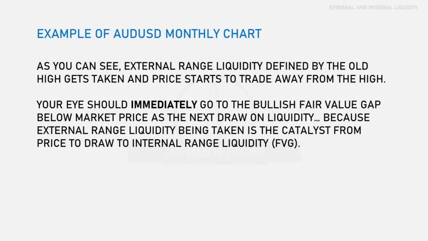Example of AUDUSD monthly chart. As you can see, external range liquidity defined by the old high gets taken and price starts to trade away from the high. So your eye should immediately go to that bullish fair value gap below market price as the next drawn liquidity, because external range liquidity being taken is the catalyst for price to draw to internal range liquidity, which is that fair value gap.